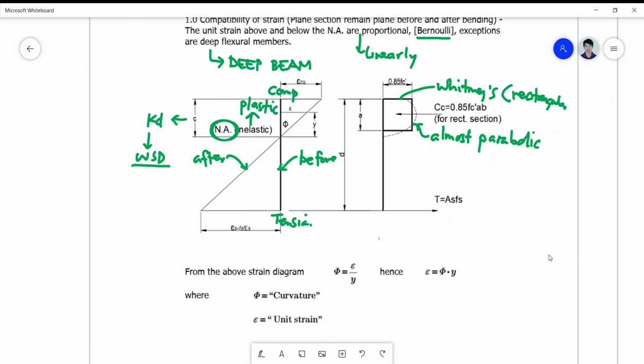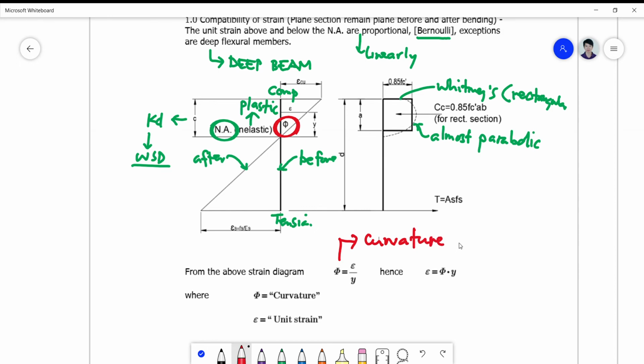Okay, let's talk about a more important, significant variable, which is phi. Okay, so this phi here is actually the curvature defined on the basis of your strain diagram, which is differently defined in your textbook when it comes to deflection. So basically phi is defined in your deflection concept as your what? Okay, M over EI.